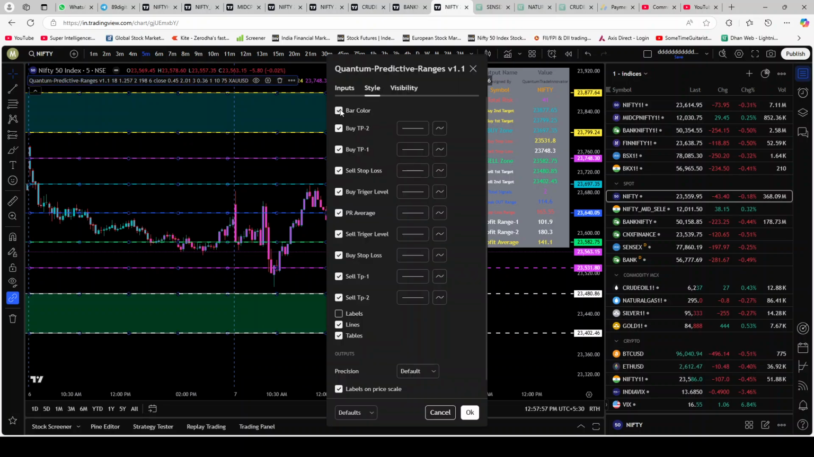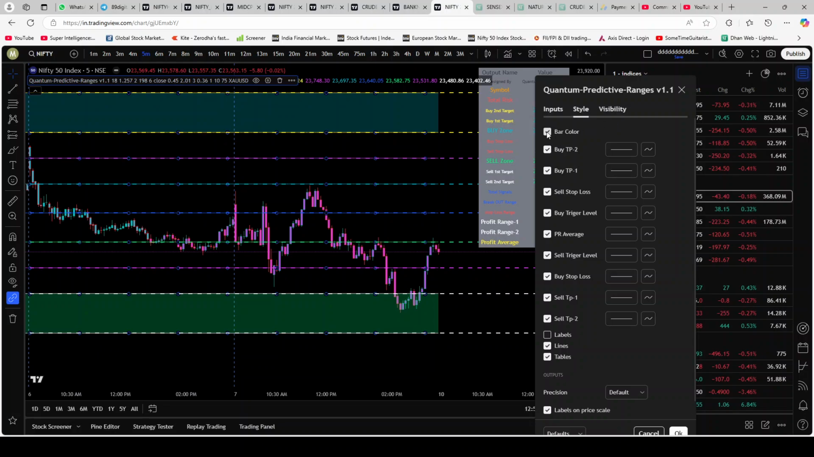All right, now coloring of bar is something very subjective. I mean, some people like it. If you like it, let it be the way it is. If you don't like it, just take it out. It's as simple as that. This indicator I also feel is complete by itself. It doesn't require any other support.